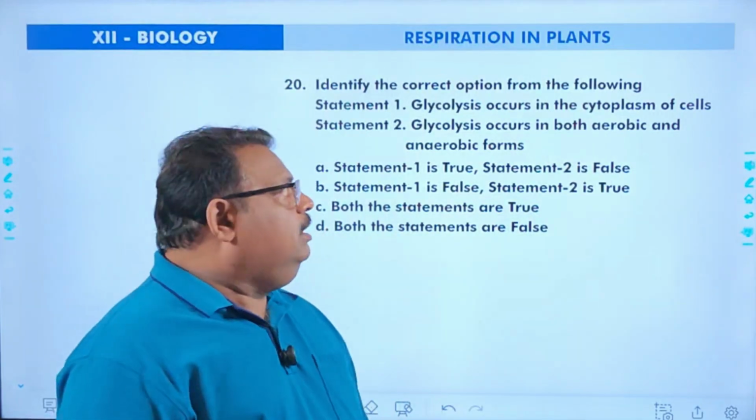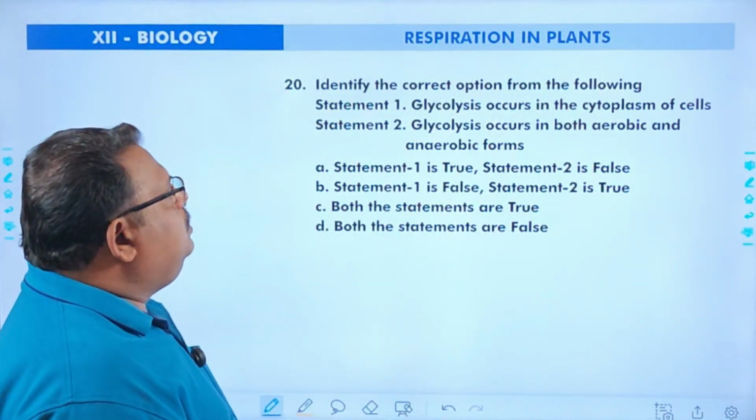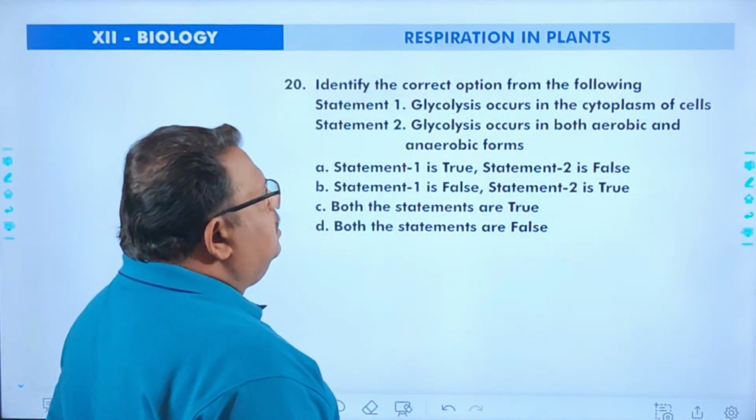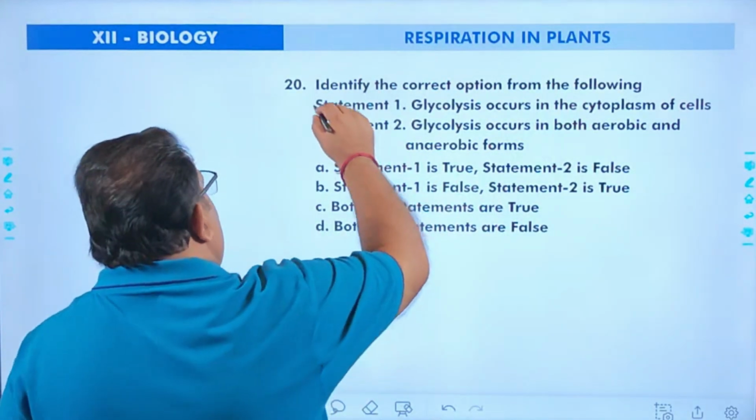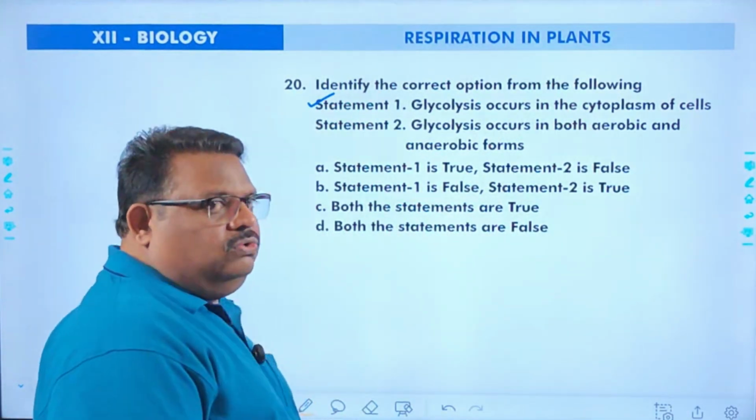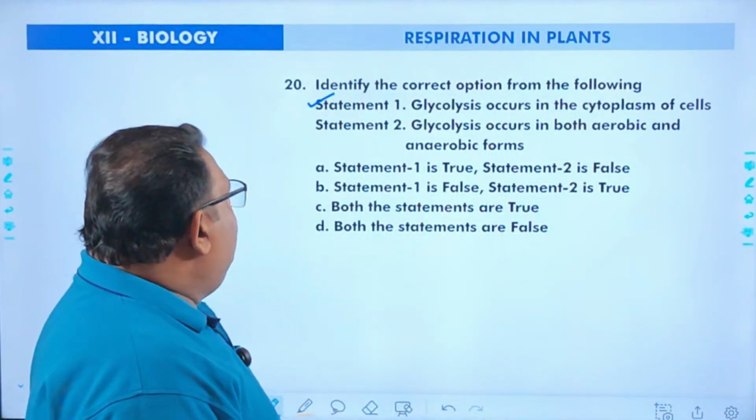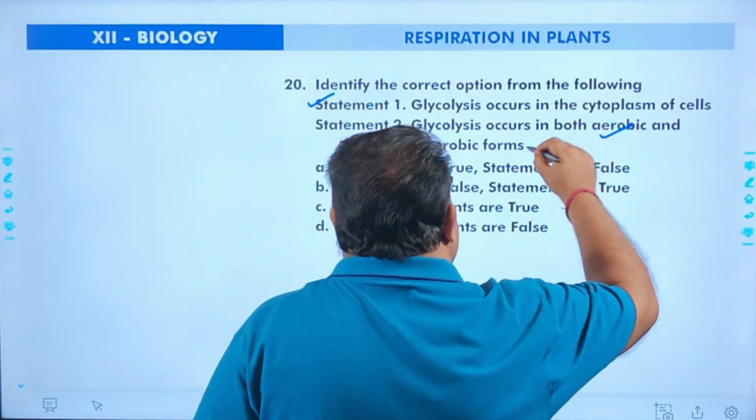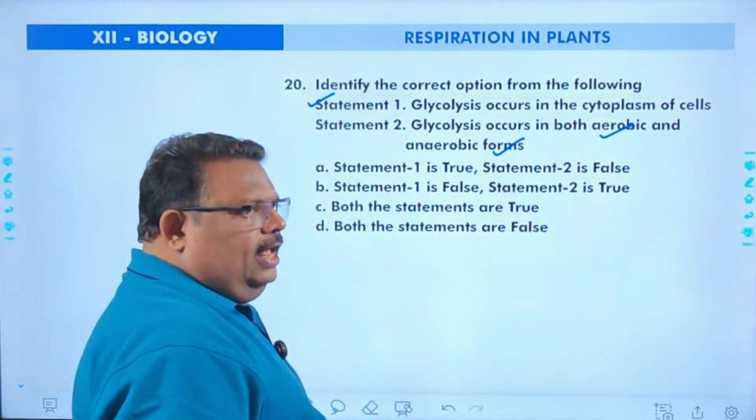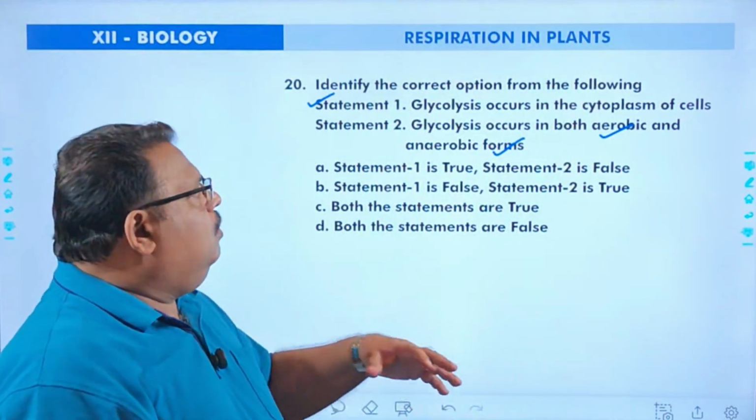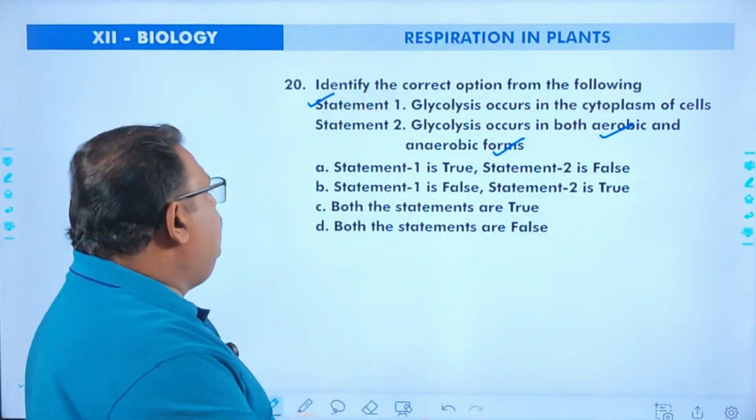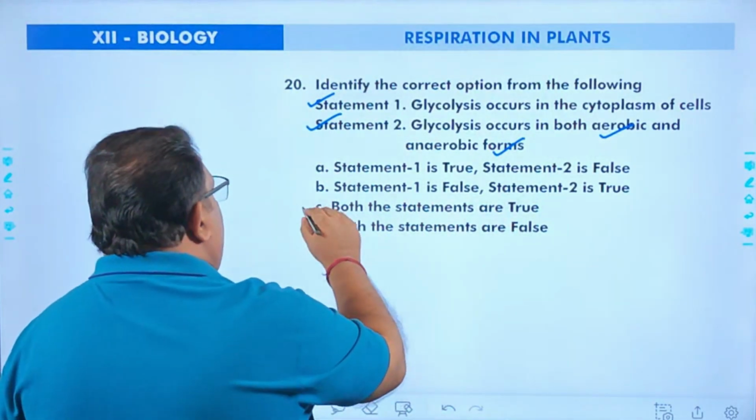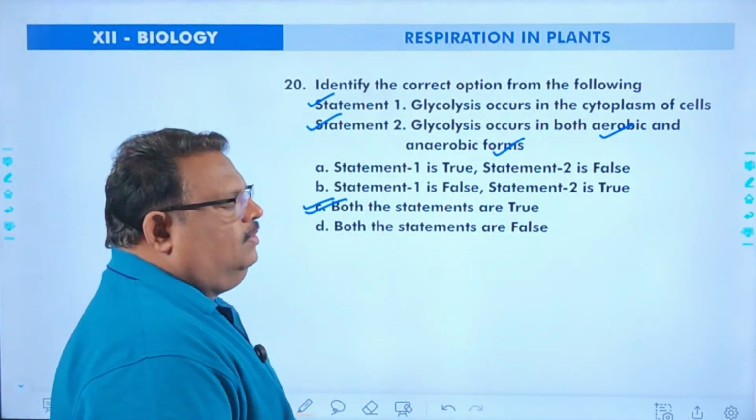Now comes the last question. Identify the correct option from the following. Statement 1. Glycolysis occurs in the cytoplasm of cells. That is a correct statement. It occurs in the cytosol or cytoplasm. Statement 2. Glycolysis occurs in both aerobic and anaerobic forms. Glycolysis is essentially an anaerobic process that occurs in both aerobic and anaerobic forms. That also is a right statement. So here both statements are true. C is the correct answer.